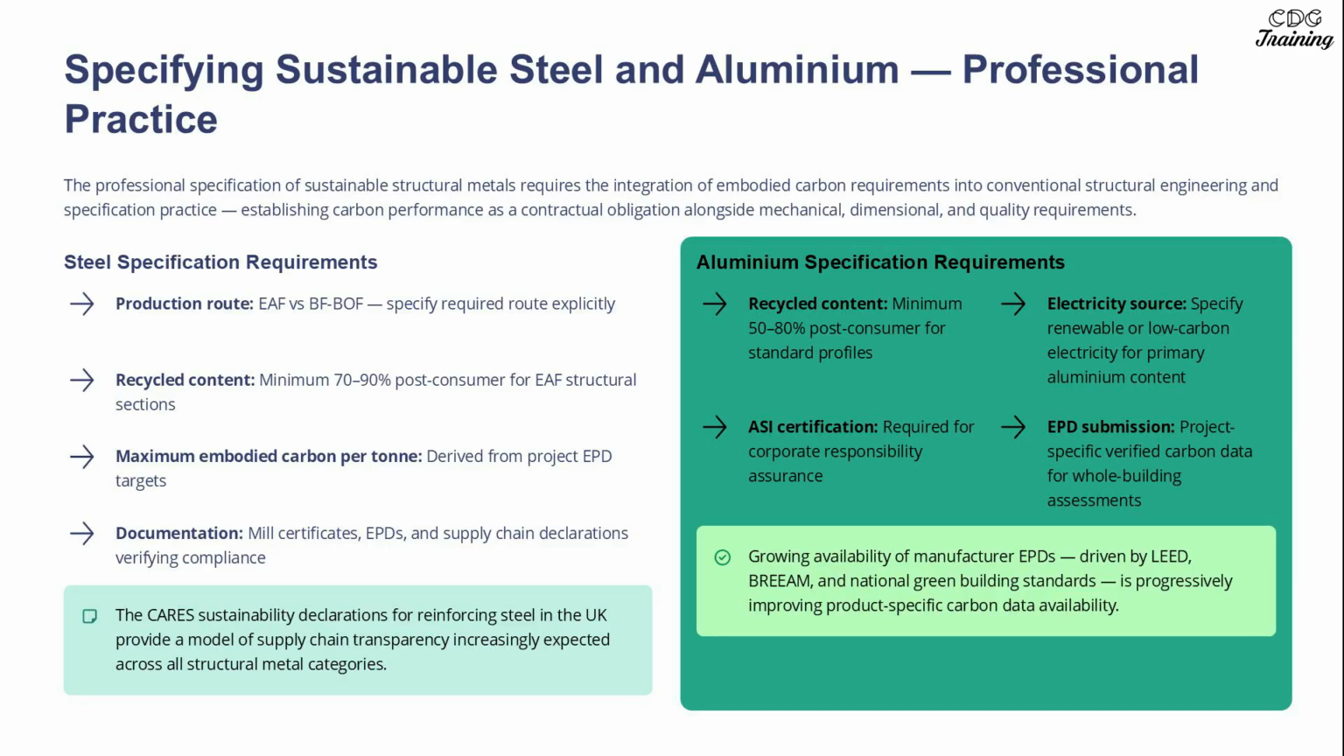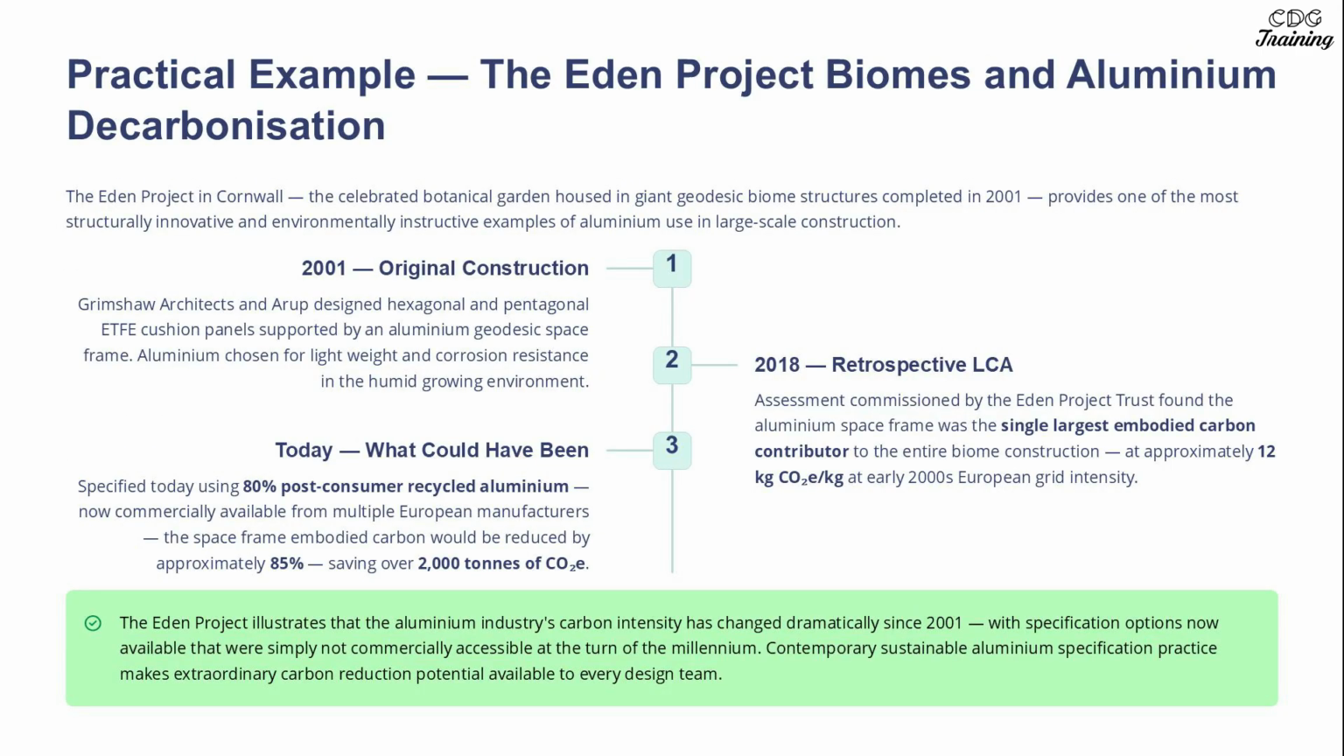The Eden project exemplifies how aluminium's carbon intensity has decreased over time. By adopting modern specifications, significant carbon reductions have been achieved, showcasing the potential for sustainable innovation in construction.